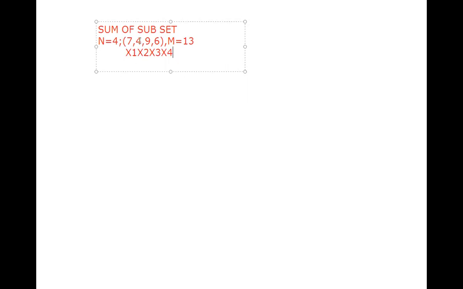So we are considering 7 as x1, 4 as x2, 9 as x3 and 6 as x4. Okay, this is our problem. First we have to solve this problem by using branch and bound. First you have to consider the FIFO method, that is first in, first out. So I am constructing the first in, first out.